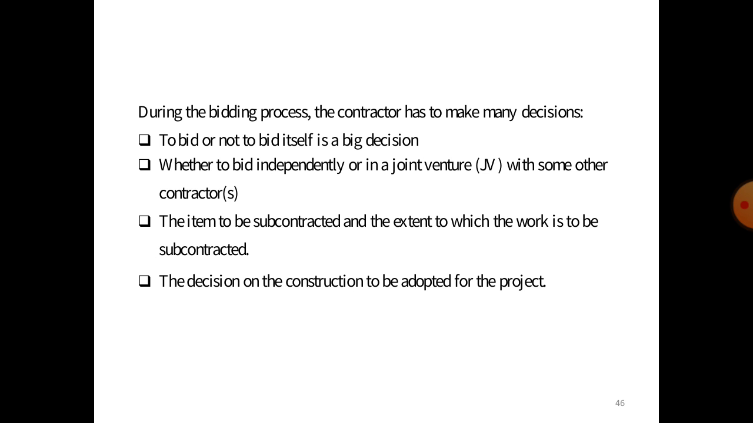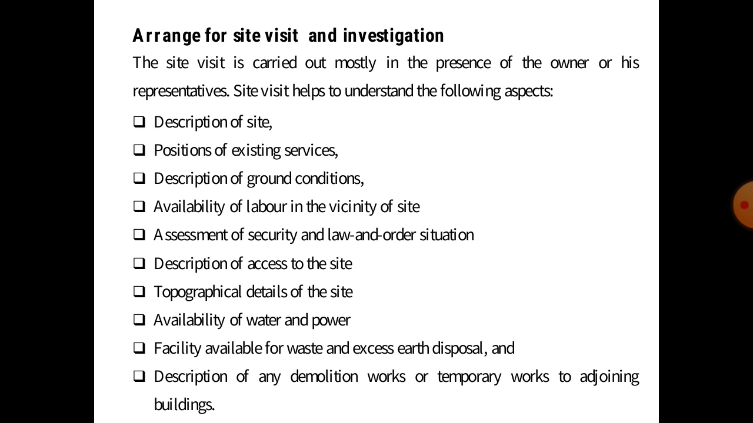And third is the items to be subcontracted and the extent to which work is to be subcontracted. And fourth is the decision on the construction method to be adopted for the project. Now another point is to arrange for the site visit and investigation.